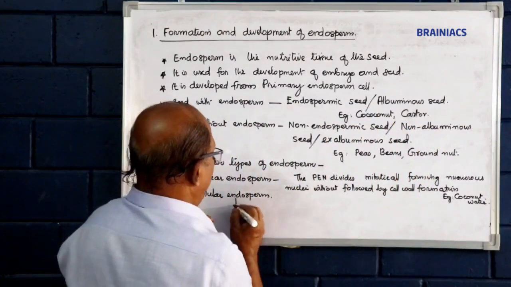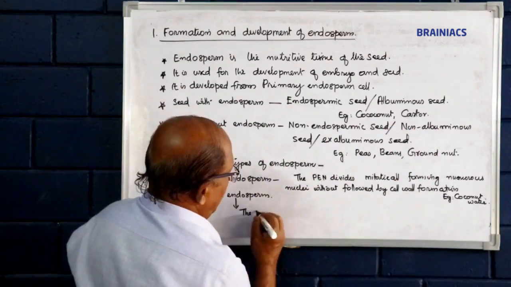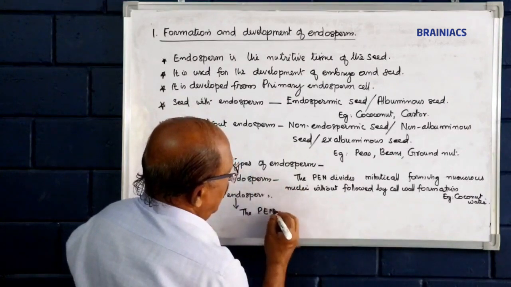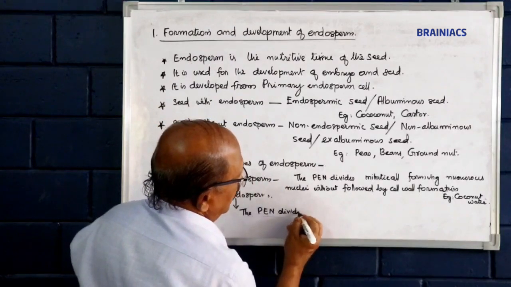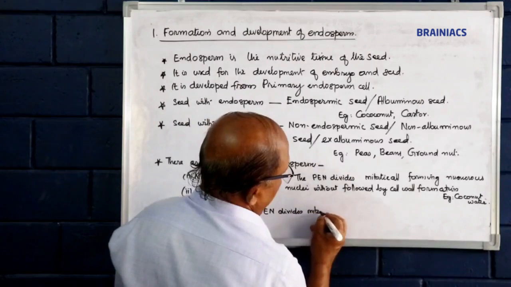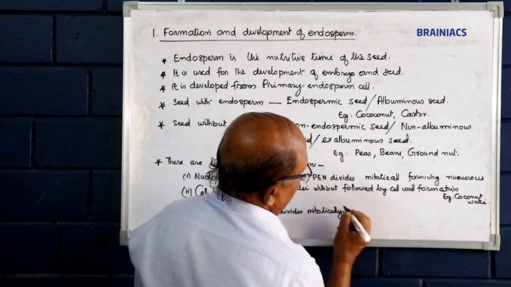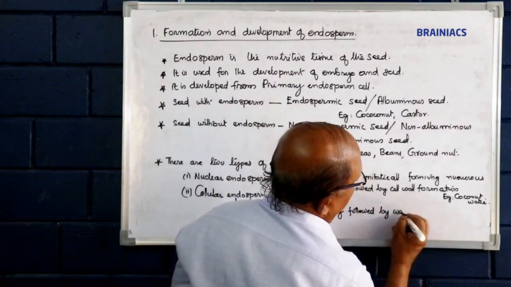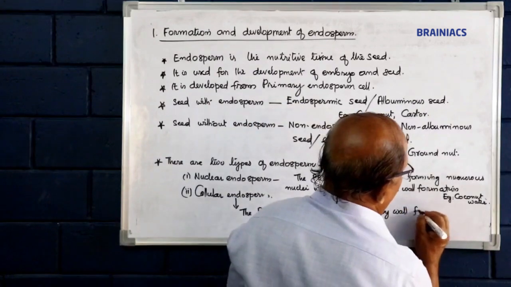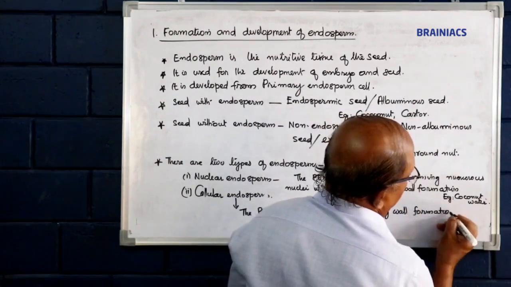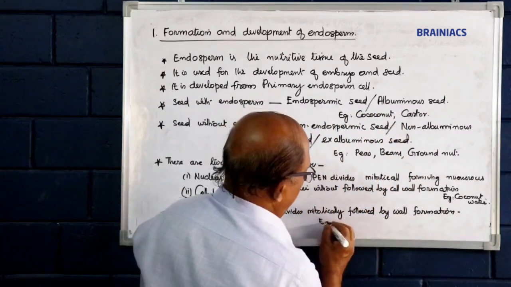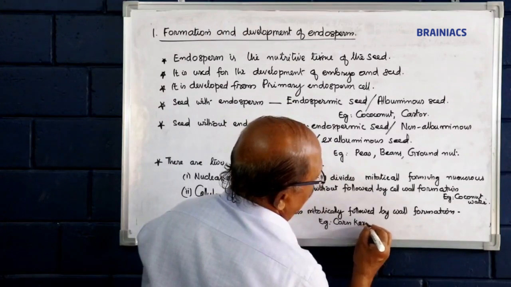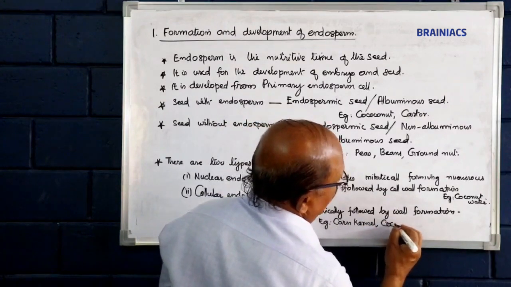Cellular endosperm, the PEN divides mitotically, followed by wall formation. Example, corn kernel, coconut kernel.